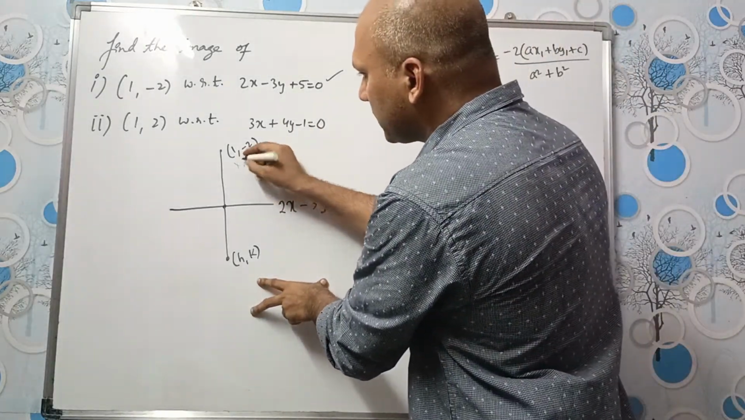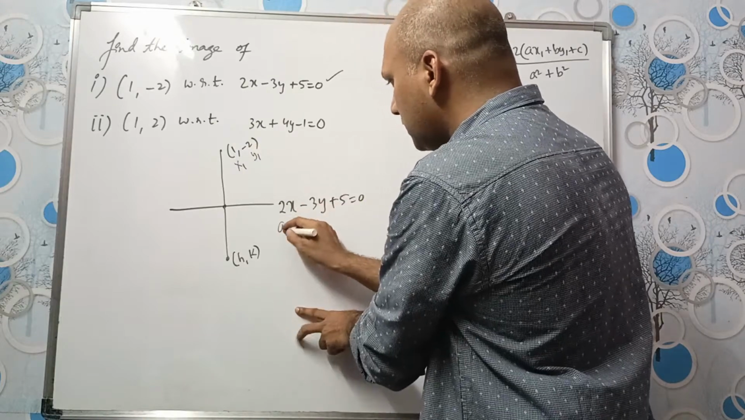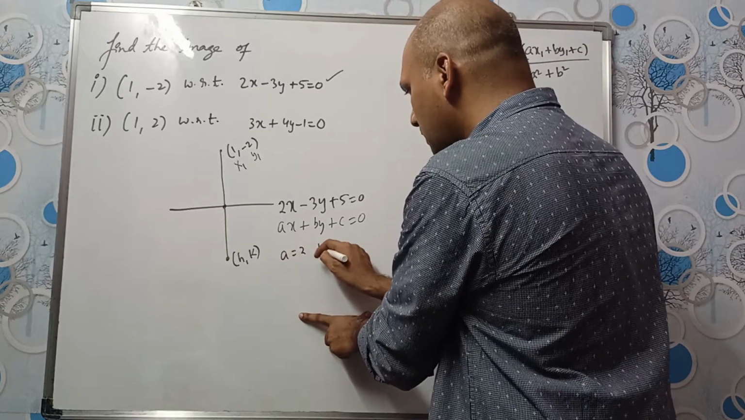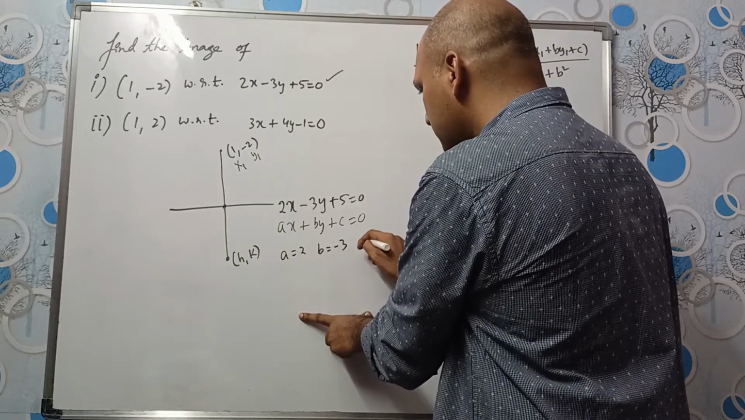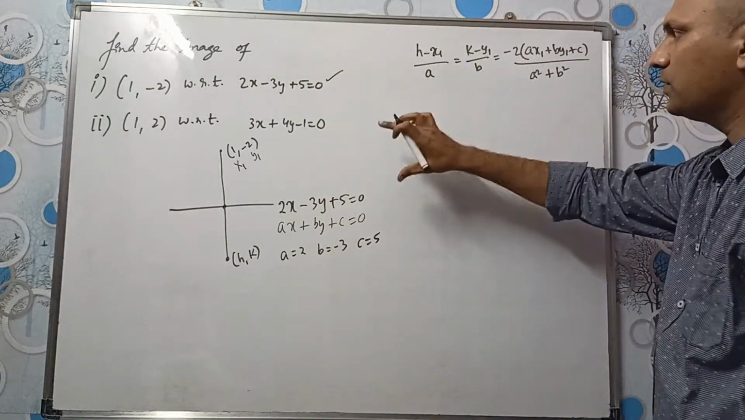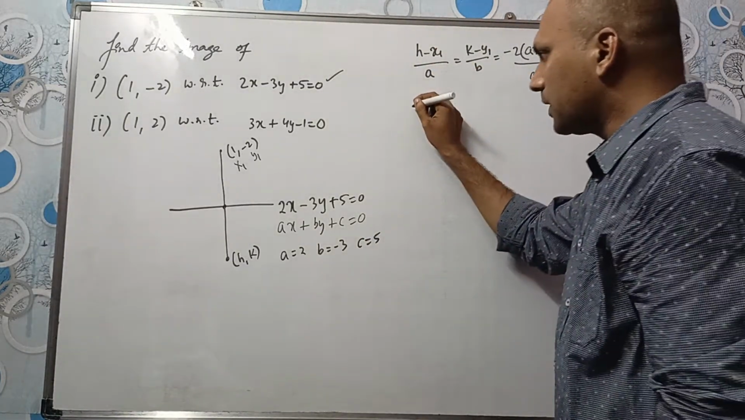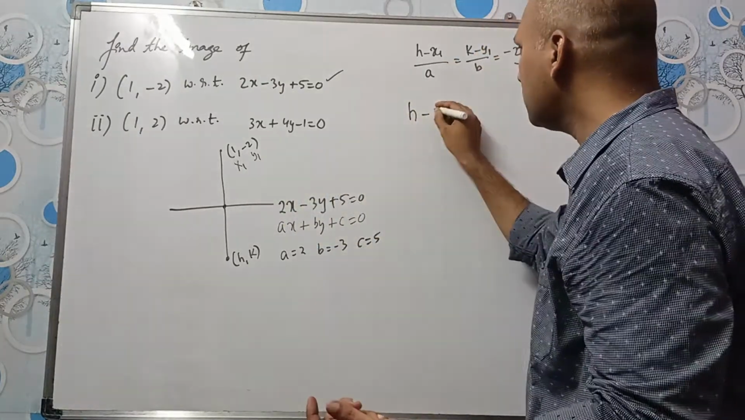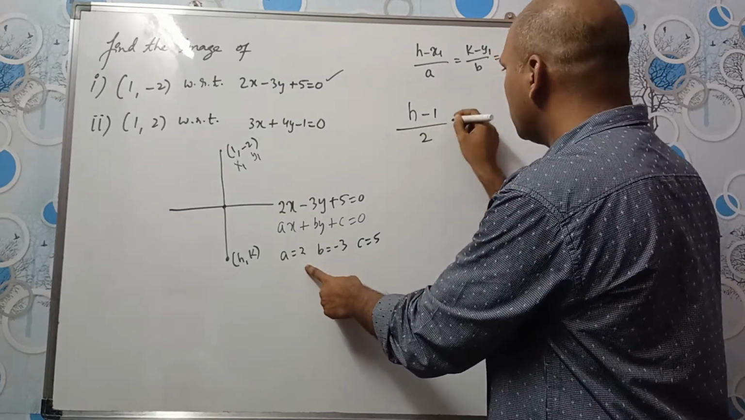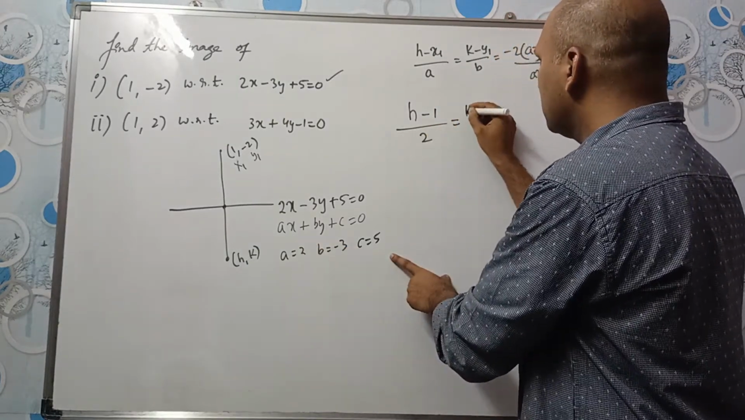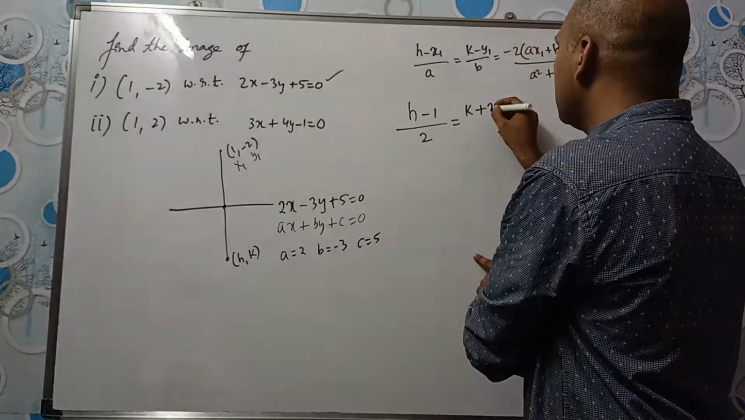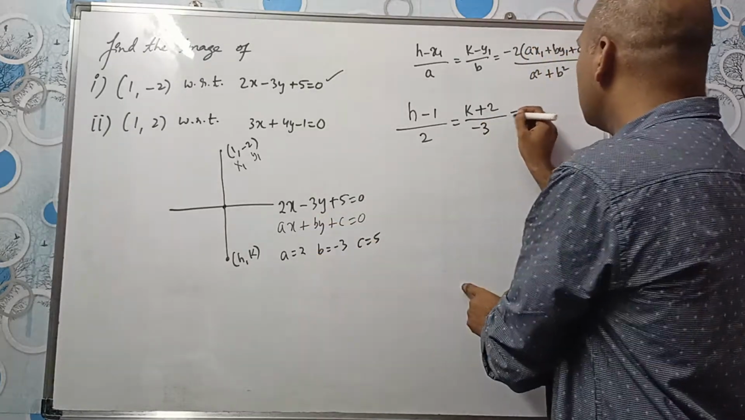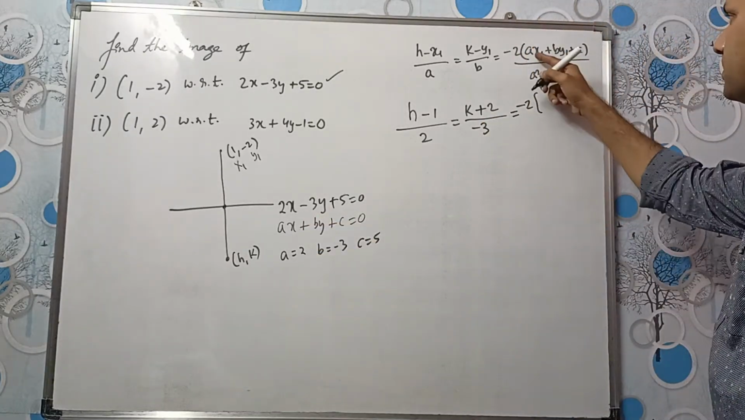Okay, so this is x1, y1, this is ax plus by plus c is equal to 0. So a is equal to 2, b is equal to minus 3 and c is equal to 5. Let us substitute those values here. Okay, what is h? Sorry, we need to find h, right? So h minus x1. x1 is 1 divided by a. a is equal to 2, is equal to k minus y1, minus of minus 2, divided by b. b is equal to how much? Minus 3, right? Is equal to minus 2 multiplied by ax1.